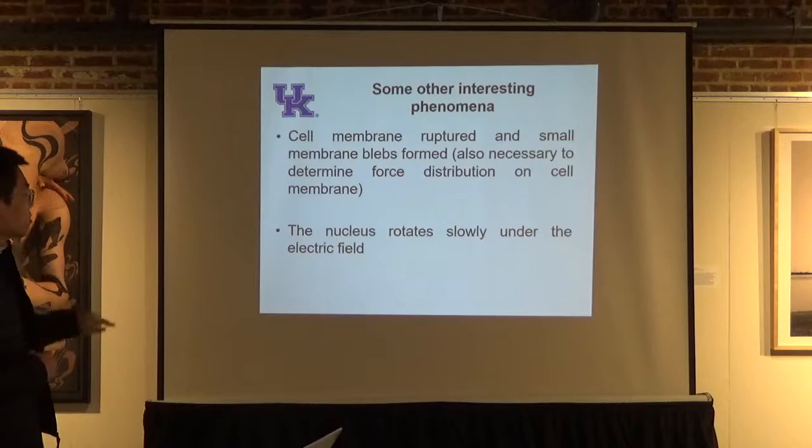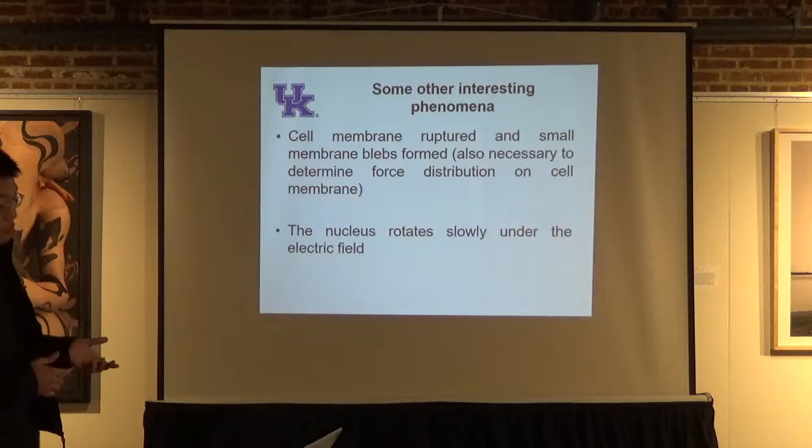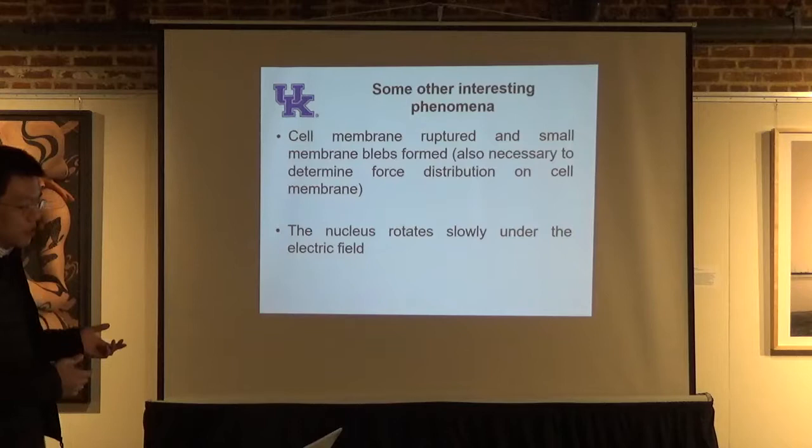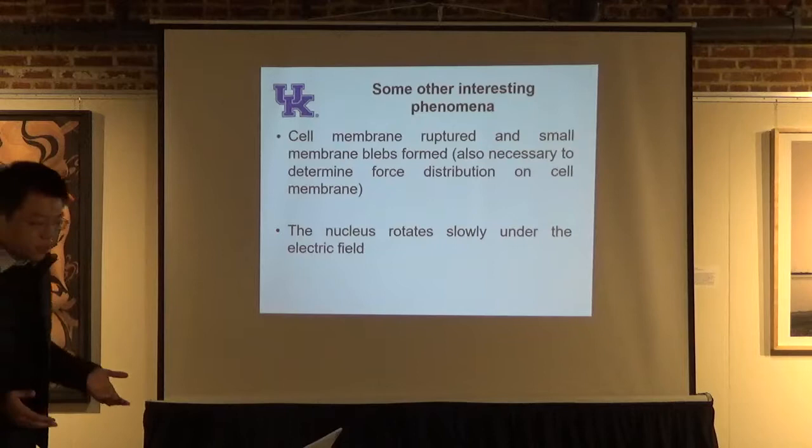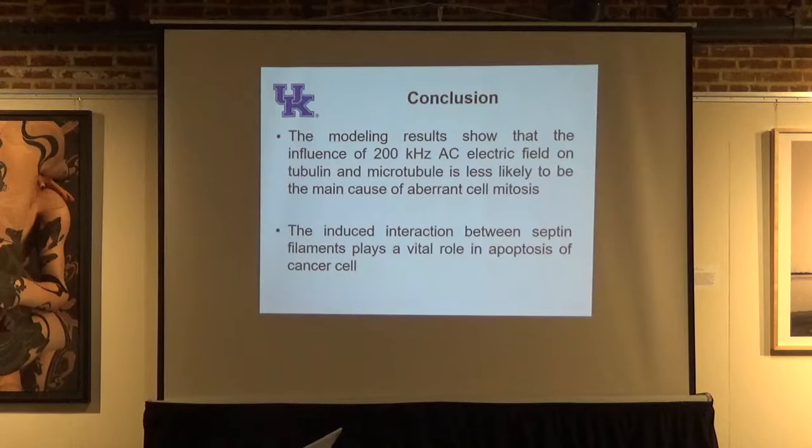This is actually quite interesting because we just published a paper explaining why cells would rotate because of the inclusion inside. And this paper actually supports our result. So in conclusion, although it's a preliminary result, we show that under a 200 kilohertz electric field, the influence on tubulin and microtubule is less likely to be the main cause. Instead, the induced interaction between separate filaments plays a vital role in the apoptosis of cancer cells.